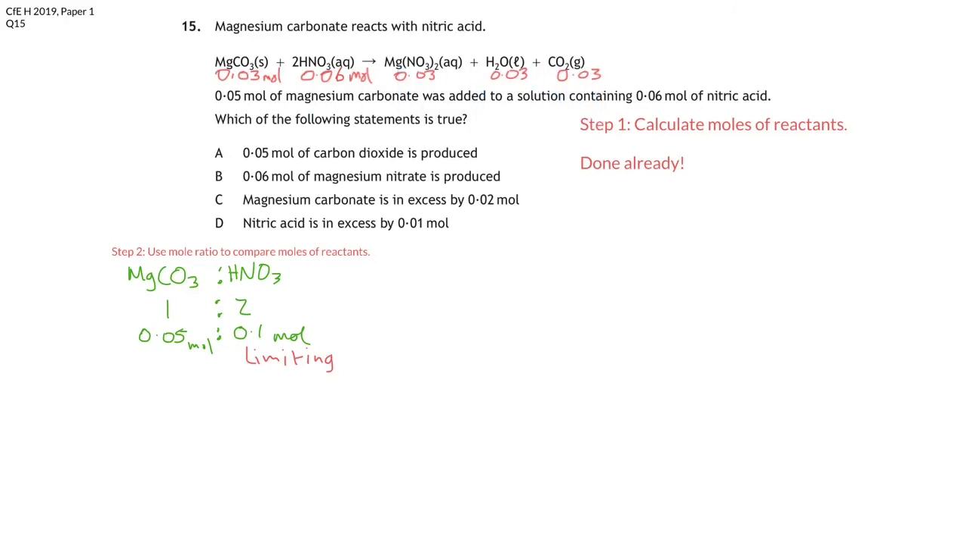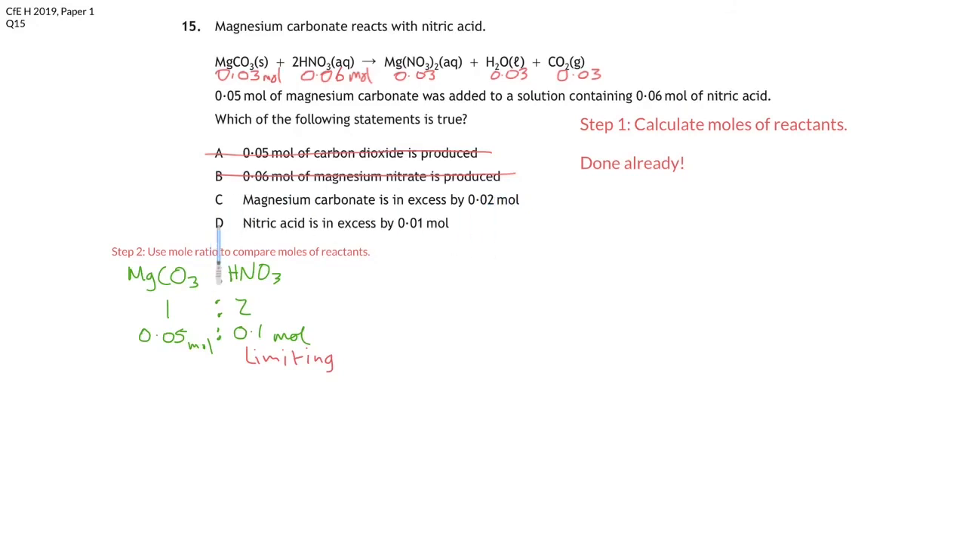So straight away we can rule out a few things in the answers here. 0.05 moles of carbon dioxide is produced? No, that's wrong. 0.03 moles is produced, so let's score that one out. 0.06 moles of magnesium nitrate is produced? No, it's 1:1 with the magnesium carbonate, so that's 0.03, so that one's wrong as well. Magnesium carbonate is in excess by 0.02 moles. Well, we know it's in excess. Is it in excess that much? We'll figure that out in a second if we need to.